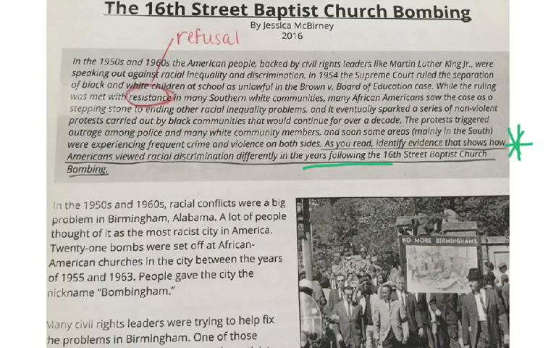All right, we're almost done, but we need to go back to this very first thing that we talked about. As you read, identify evidence that shows how Americans viewed racial discrimination differently in the years after the 16th Street church bombing. So, how did attitudes change after the church was bombed?